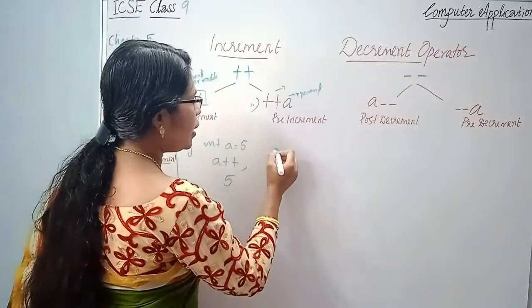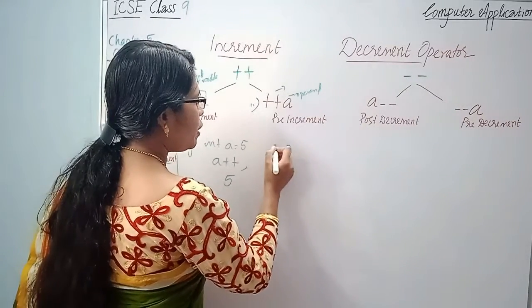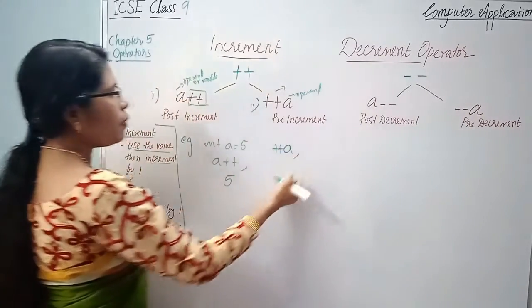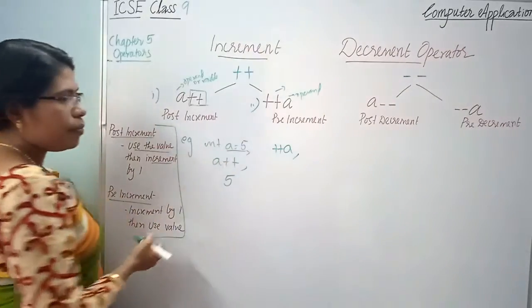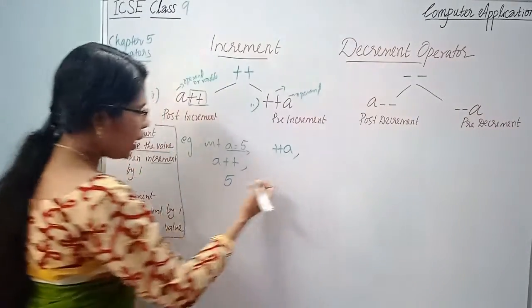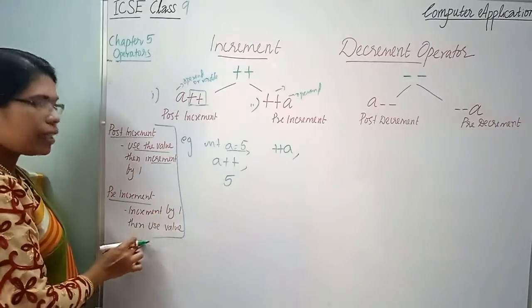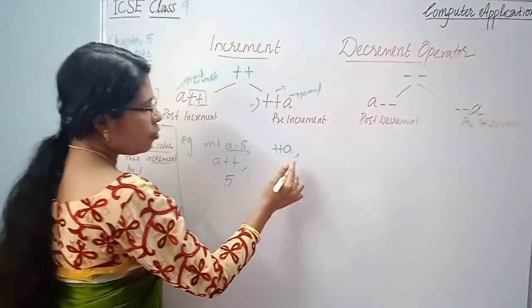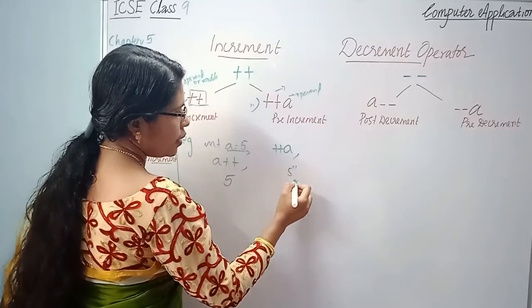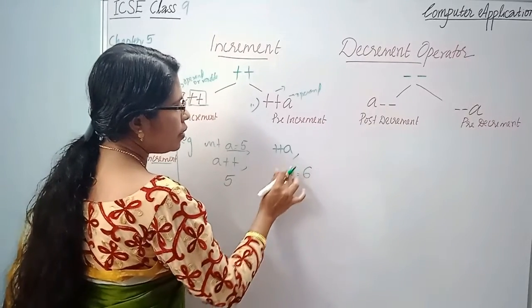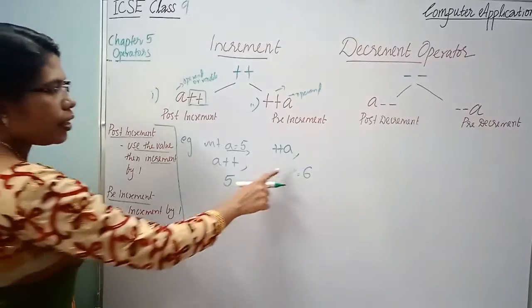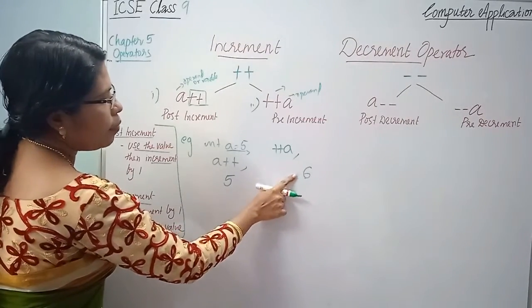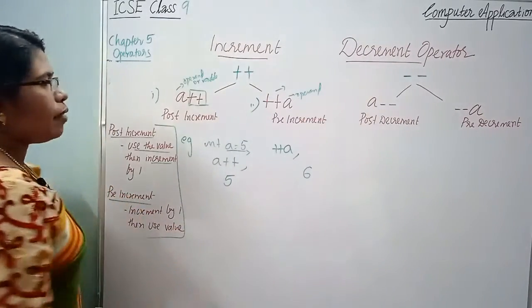But in the case here, we are writing plus plus a. A is having 5, same. So what is this value? It will increase the value by 1, then use the value. The value of a is already 5, so 5 plus 1 is 6. It will automatically update it as 6. So this is the example for plus plus a and a plus plus.